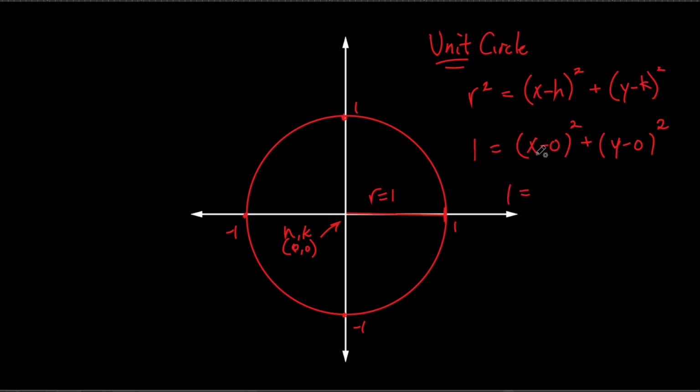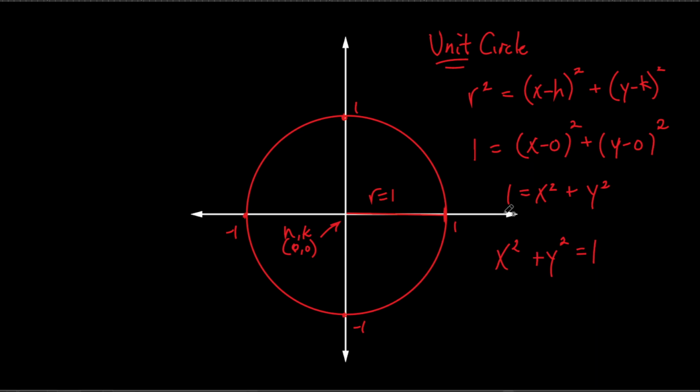1 equals, what's this? x minus 0 is x, and then it's just what? x squared. What's this? y squared. They don't usually write it like this. They usually put the 1 over there on the right-hand side. So let's just flip stuff around a little bit. So here it is. Here's the equation of a unit circle.